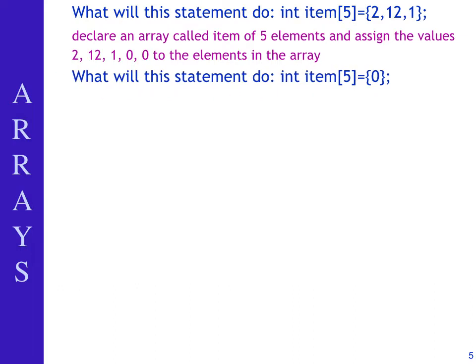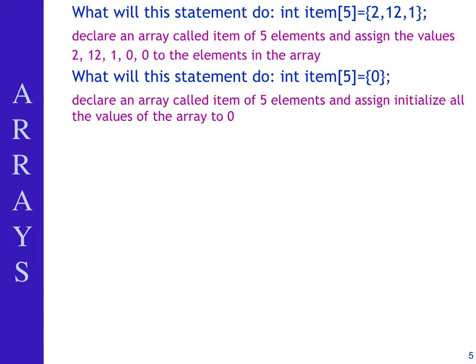How about if we do this statement here, int item[5] = {0}. In that case, we declare the array called item with 5 elements, and we initialize all the values to 0.